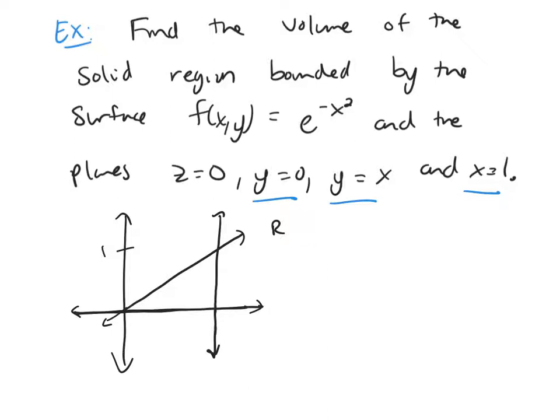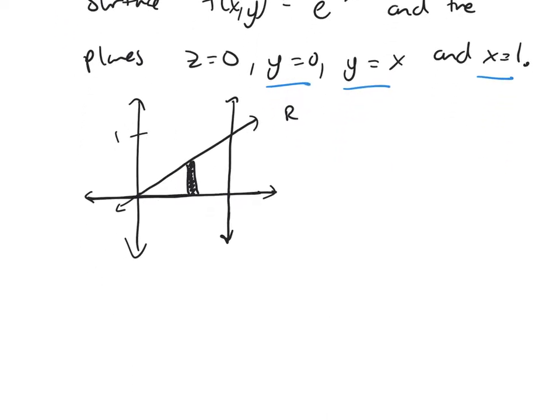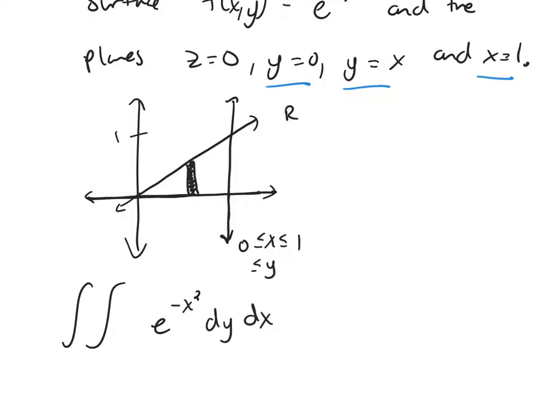So let's look at our two orders of integration. If I set up my integral with vertical strips, I'm integrating my function, which is e to the negative x squared, dy dx. If I describe this region, x would be between 0 and 1, and then y would be between 0 and x. So my integral will look like this.